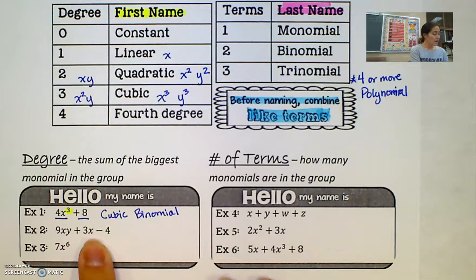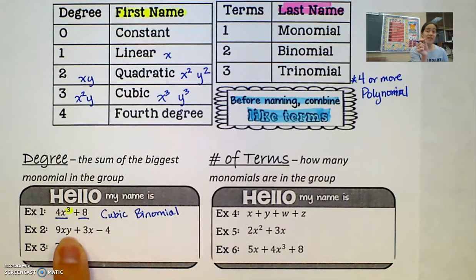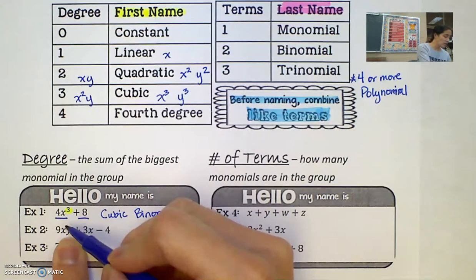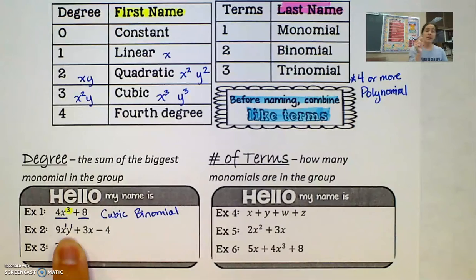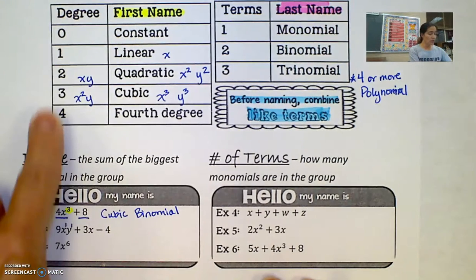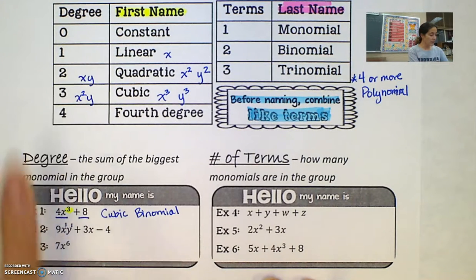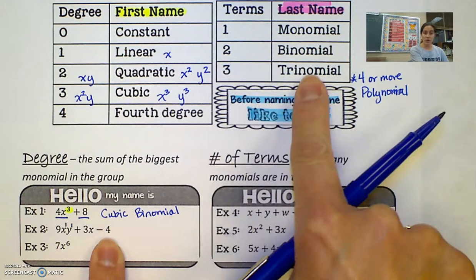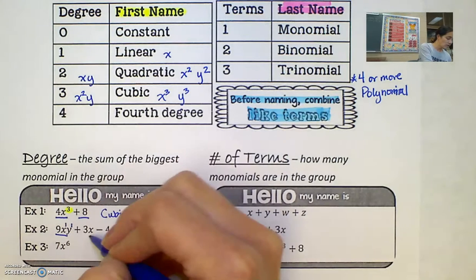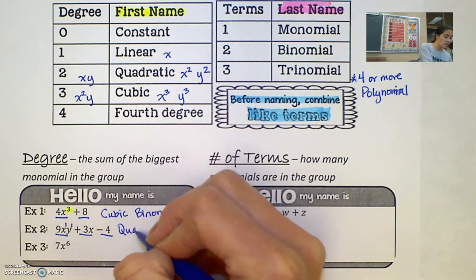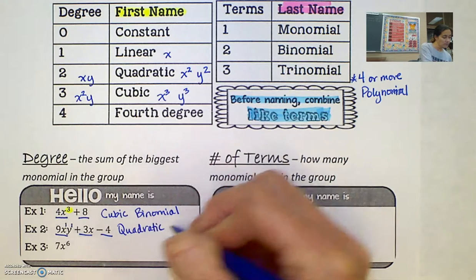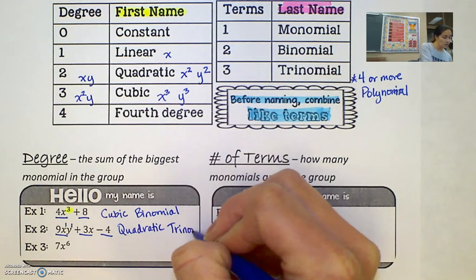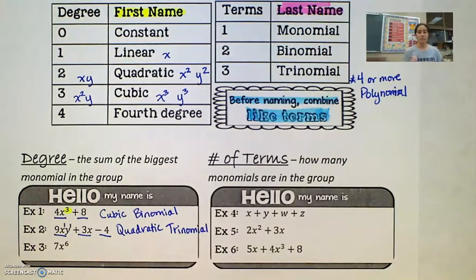It is. Now remember, this x and y together, because they're together, that makes a degree of 2, because x has a 1, y has a 1. So you can even write those in there. So that's a degree of 2, which up here we call that quadratic. And there are 3 terms, so that's called a trinomial. So 1, 2, 3. This is called a quadratic trinomial. Oh, out of my name tag.